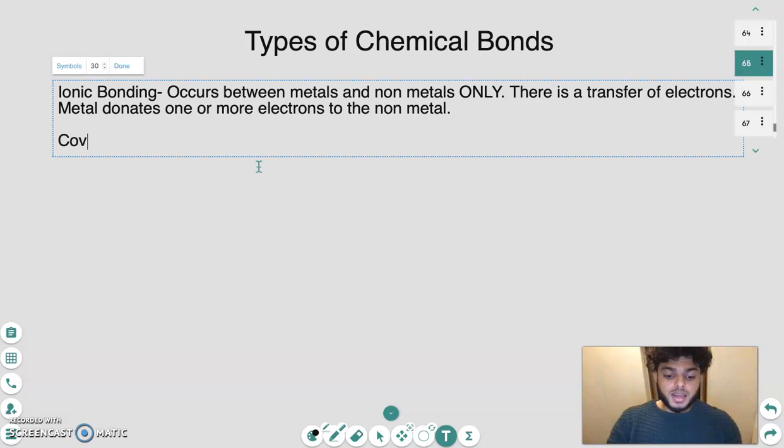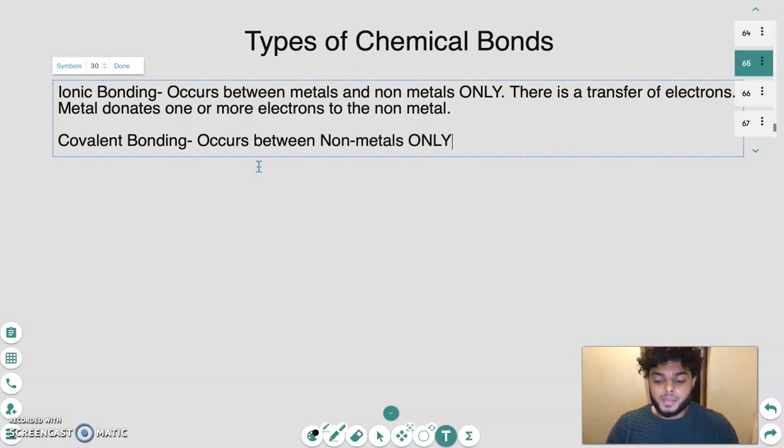Covalent bonding is the next one. Now, covalent bonding occurs between non-metals only. That's important. It's only between non-metals, and there is no transfer of electrons. There's no donation of electrons. What happens is atoms come together and they will share their electrons, and that is what we call the covalent bond. So there is a sharing of electrons.